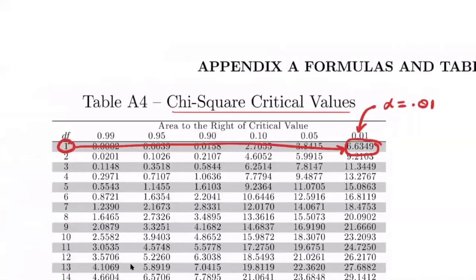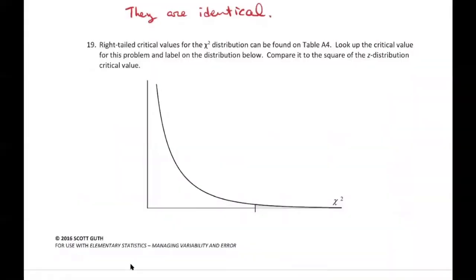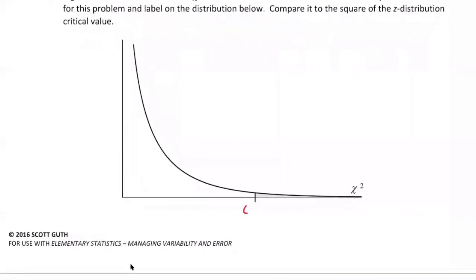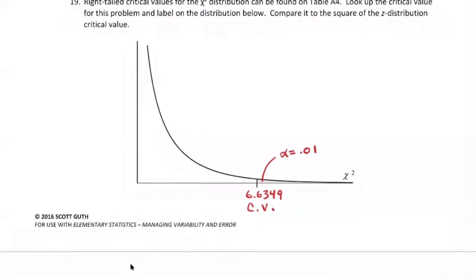All right, so that's our critical value, 6.6349. So let's hop back. 6.6349. Okay, and so the tail here, alpha is 0.01. That's a critical value. Okay, any questions?